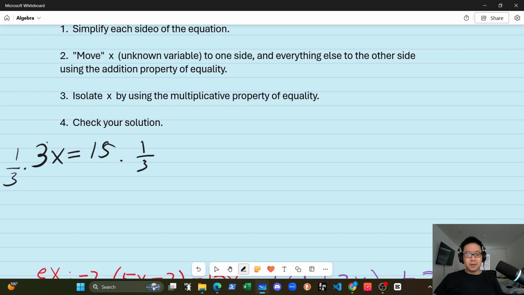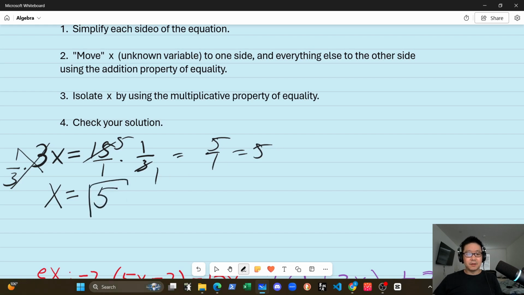When we do that, 1/3 times 3 is 1, okay? And 1x is the same thing as just x. So basically, we're canceling this stuff out, and we're left with just x on the left side. And then here we have 15 over 1 times 1 over 3. If you cross simplify, okay, 3 goes into 3 once, 3 goes into 15 5 times. We get 5 over 1, or 5. Therefore, our answer is 5. Okay, notice we've isolated x to being all by itself on the left side and the answer on the right side.